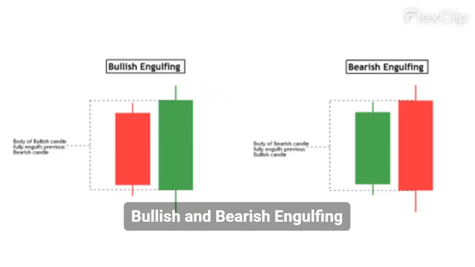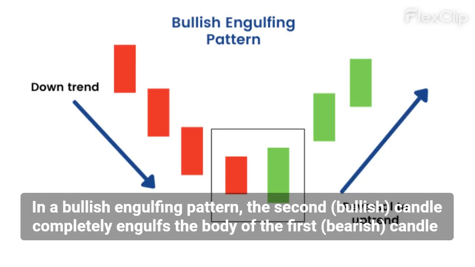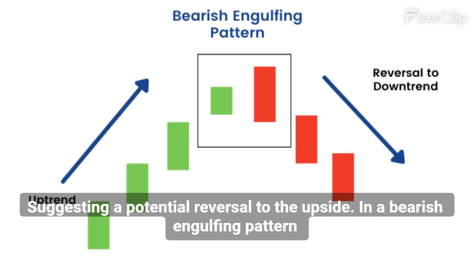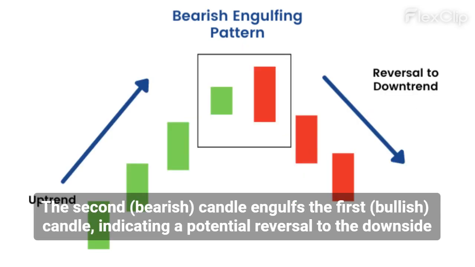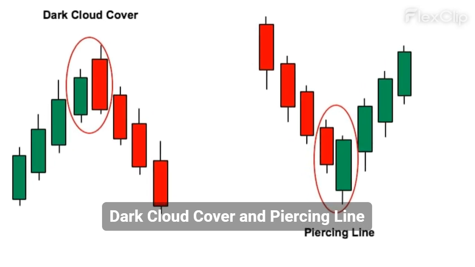Bullish and bearish engulfing. As mentioned earlier, the engulfing pattern involves two candlesticks. In a bullish engulfing pattern, the second, bullish candle completely engulfs the body of the first, bearish candle, suggesting a potential reversal to the upside. In a bearish engulfing pattern, the second, bearish candle engulfs the first, bullish candle, indicating a potential reversal to the downside.